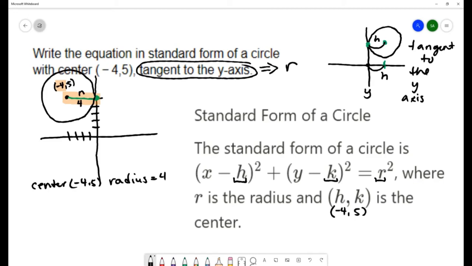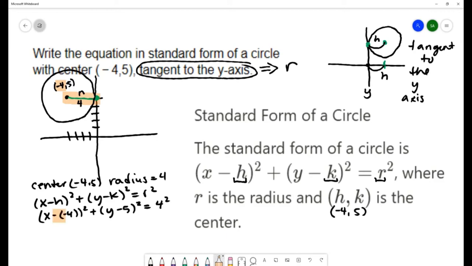of the circle. I've got (x - h)^2 + (y - k)^2 = r^2. Substituting in the -4, the 5, and the 4, I will have (x - (-4))^2 + (y - 5)^2 = 4^2. And I'm going to simplify this double negative, and I'm going to simplify this exponent, and I have my standard form. (x + 4)^2 + (y - 5)^2 = 16. And we have our standard form of the circle.